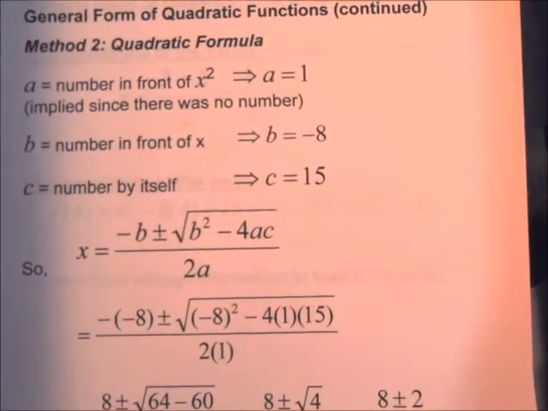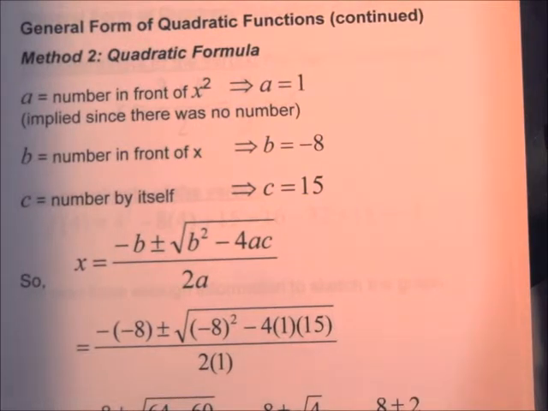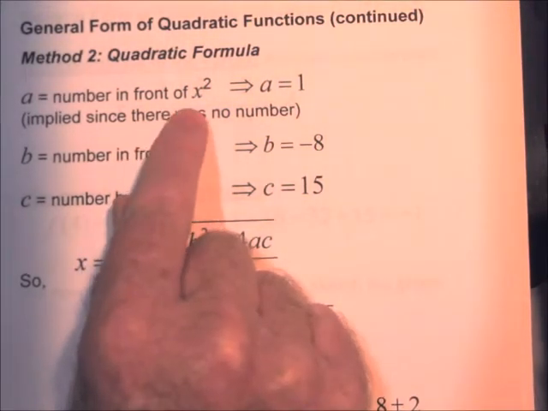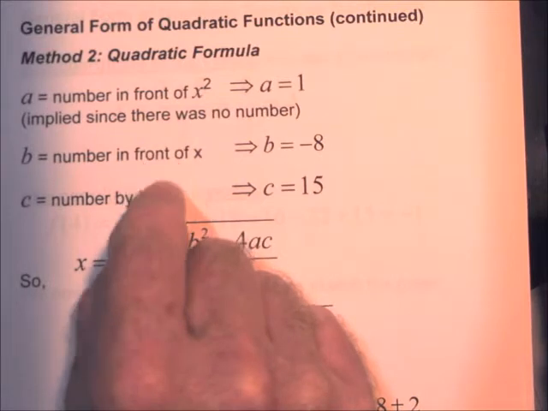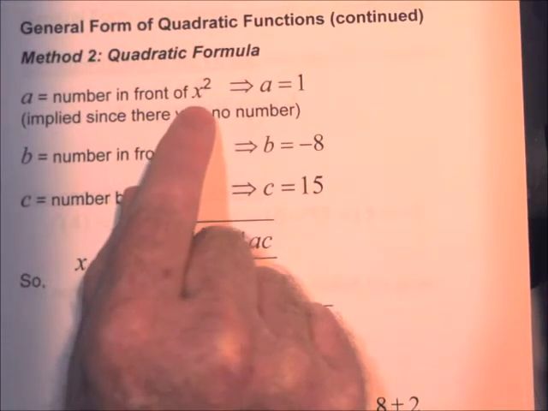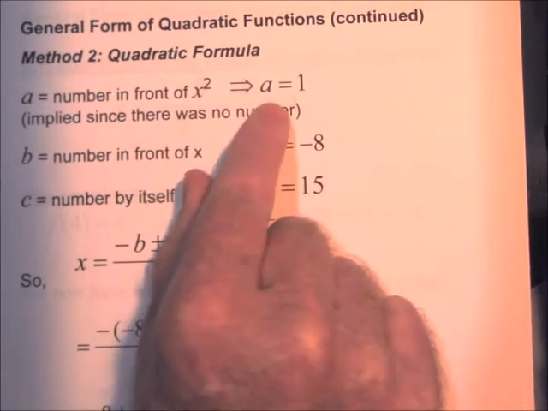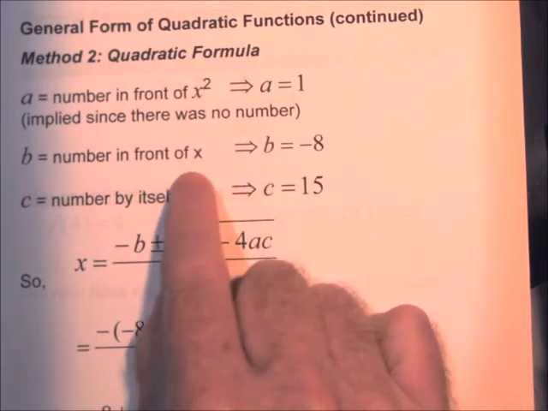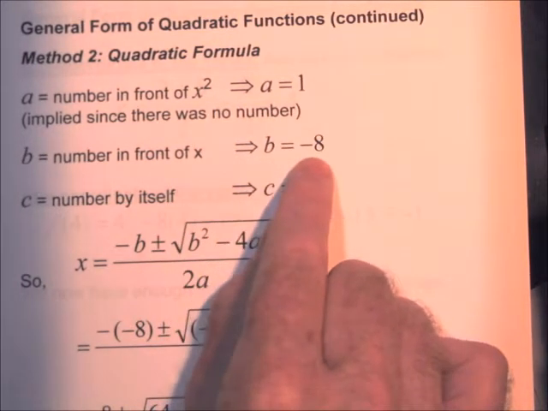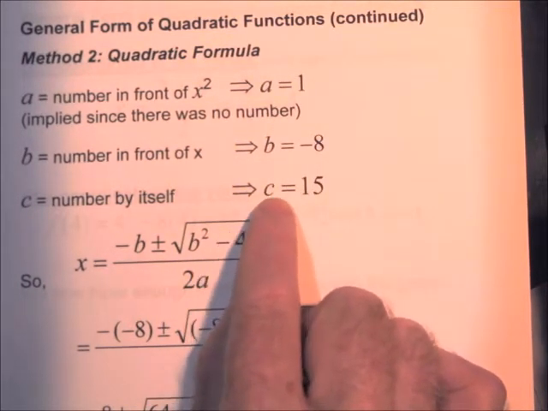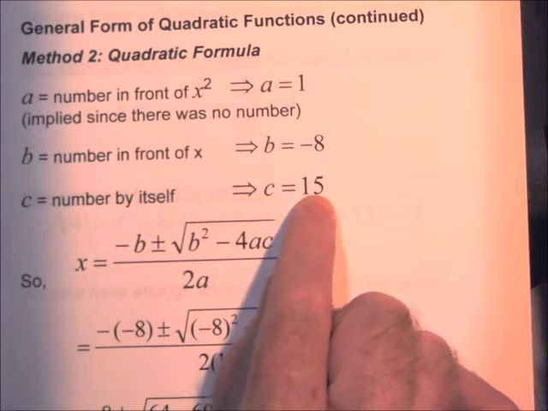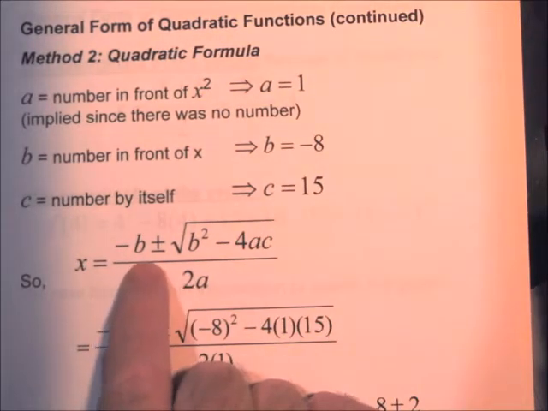And if you get stuck factoring, you could use the quadratic formula. Then we need to identify a, b, and c. A is the number in front of x squared. If there's no number there, then a is equal to 1. B is the number in front of x, which in this case was negative 8. C is the number by itself, which in this case is 15. And then replace the letters with the numbers in this formula here.